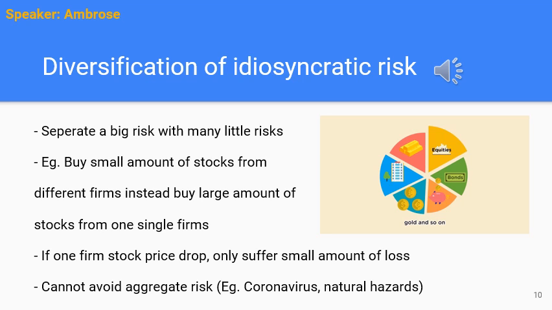Now, however, diversification cannot avoid aggregate risk. Aggregate risk is a risk that is unavoidable, so it's also called unavoidable risk, such as coronavirus or natural hazards, because this kind of risk is not able to be prevented using any methods. And you are not able to avoid this kind of risk by purchasing insurance.